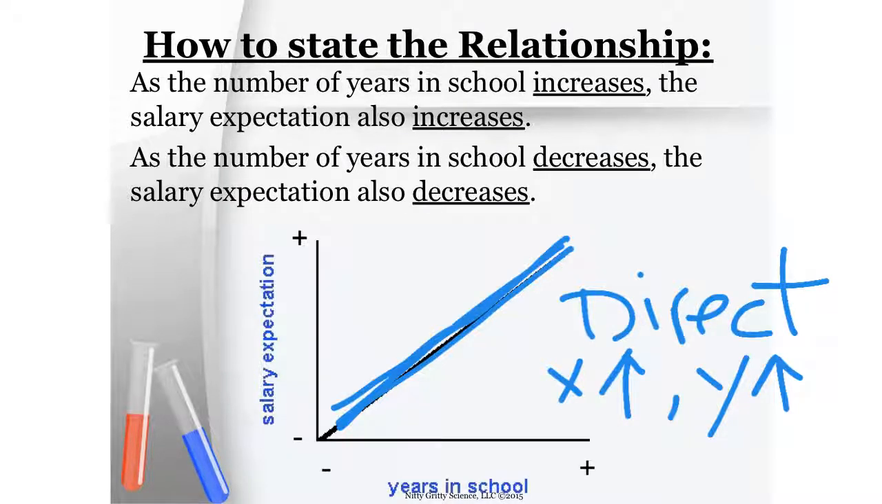Or you could say it the opposite way. As the number of years in school decreases, the salary expectation also decreases. So another way to put that, the more years you stay in school, you finish high school, you finish college, you take grad school, which is even more college, then you should expect to make more money. And that's a direct relationship.